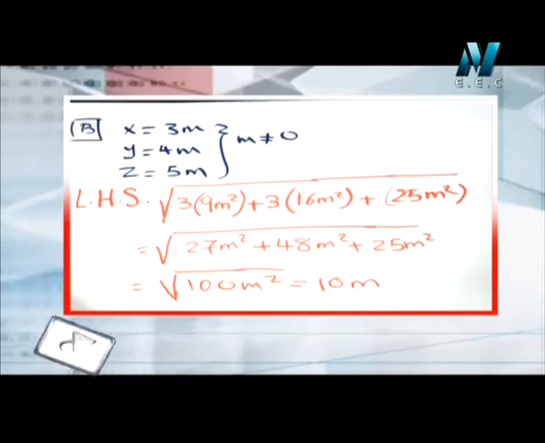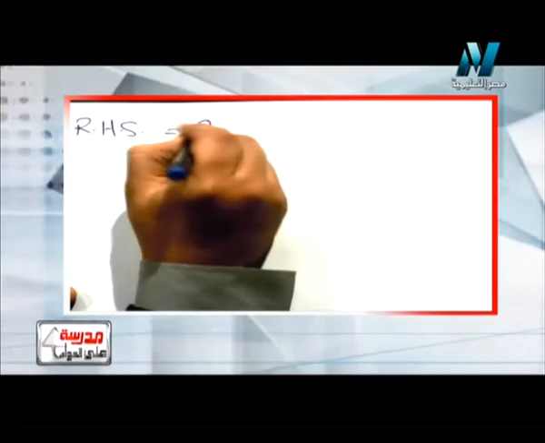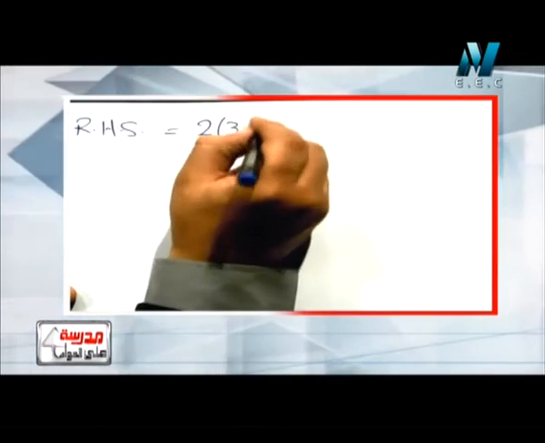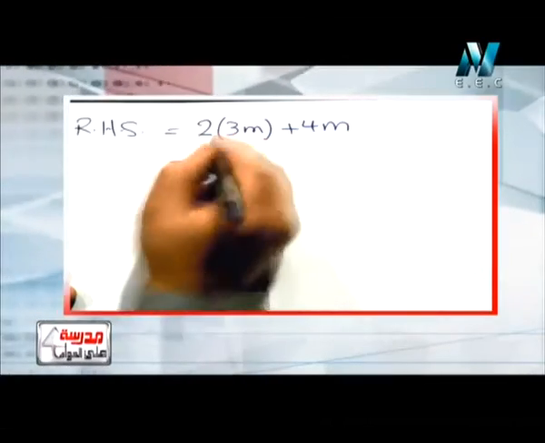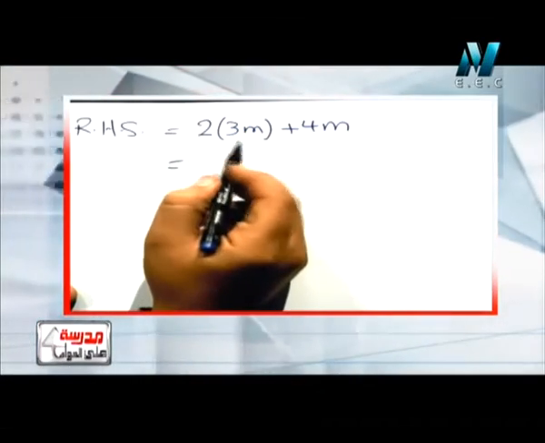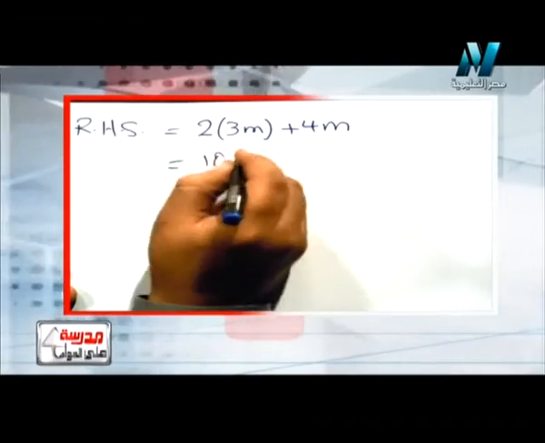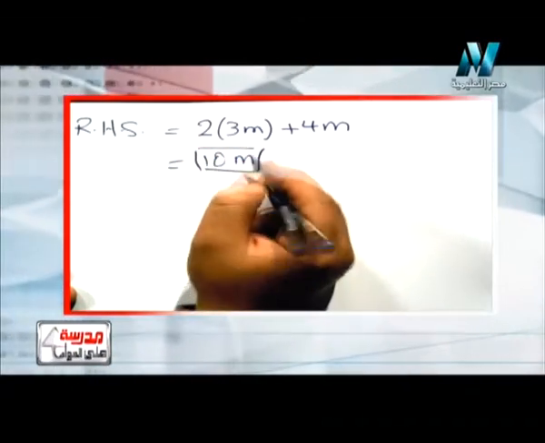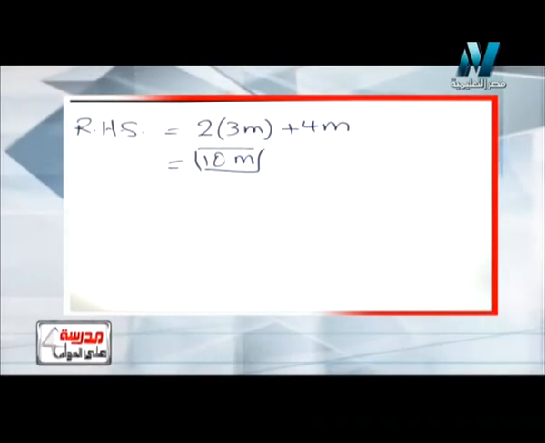Now we are going to work on the right-hand side. I'm going to use another page. For the right-hand side, which is 2x plus y, I'm going to replace x by 3m, plus 4m, which is y. So 2 times 3m is 6m plus 4m, the answer is 10m. So the right-hand side is the same as the left-hand side, so this identity is right.